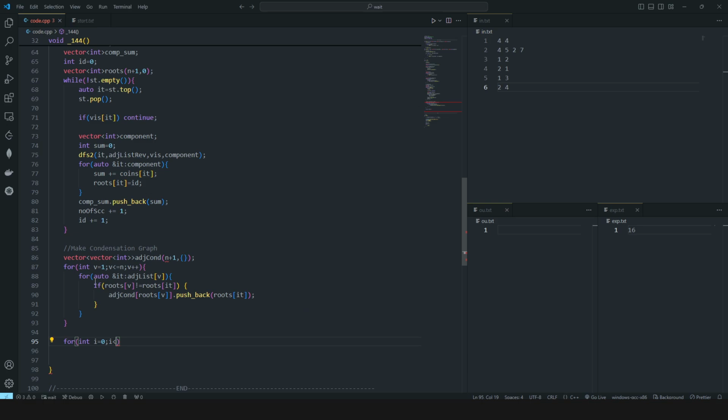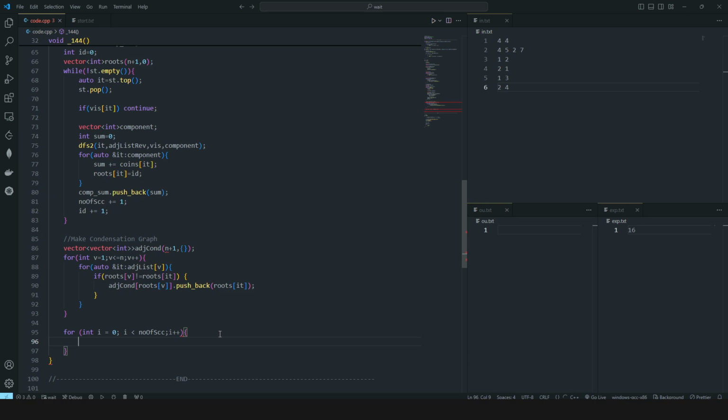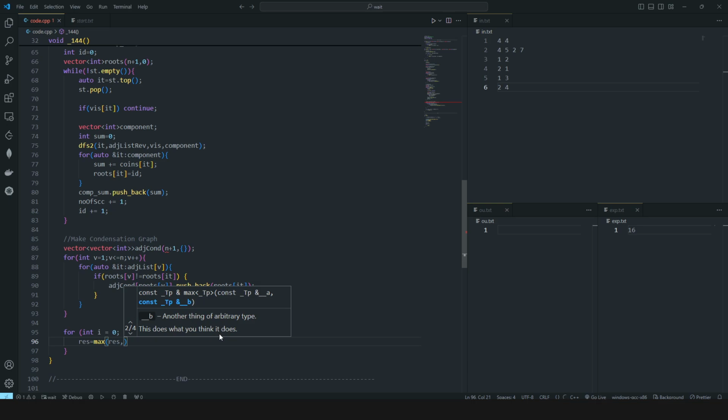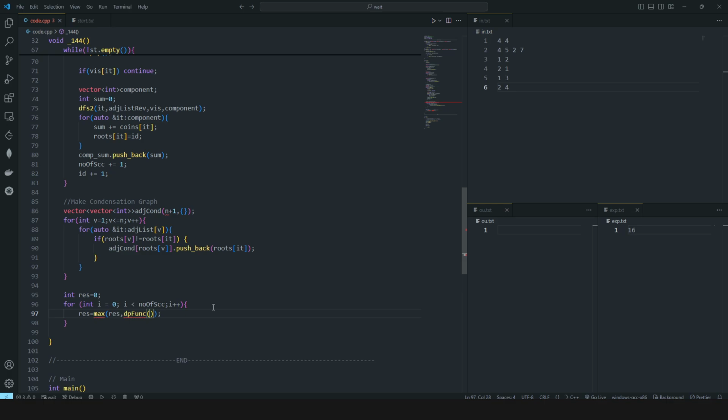That's why I incremented the count of the number of SCC and tried to find the number of SCC present in this graph. And for each call, I just wanted to maximize our answer. The result will be the maximum of result, comma, whatever the DP function returns for this ith component. So what parameters will we be passing in this DP function?